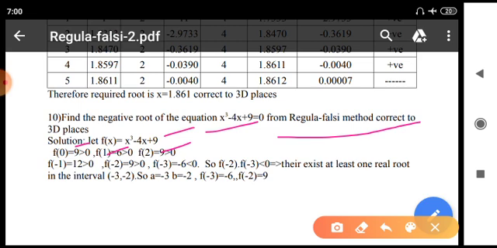F of minus 2, which is 9, greater than 0. F of minus 3, which is minus 6, less than 0. So f of minus 2 is 9, greater than 0, f of minus 3 is minus 6, less than 0. So f of minus 2 into f of minus 3 has to be less than 0. If this condition is satisfied, there exists at least one real root in the interval minus 3 comma minus 2. So we take a as minus 3 because we always take a less than b as minus 2. So f of minus 3 is minus 6, f of minus 2 is 9.